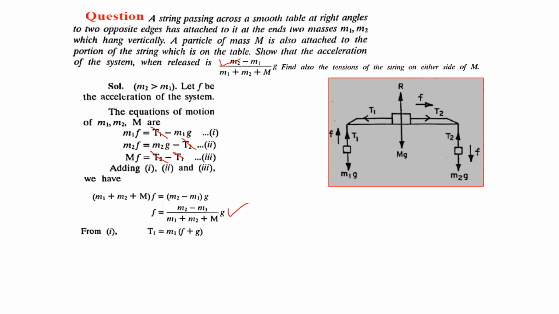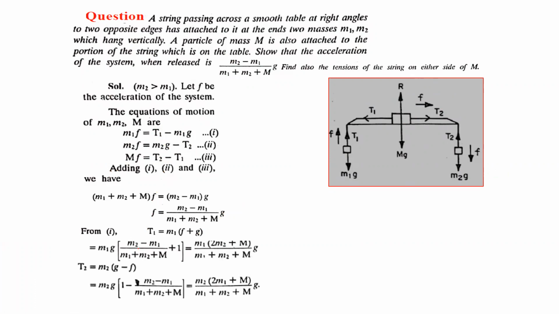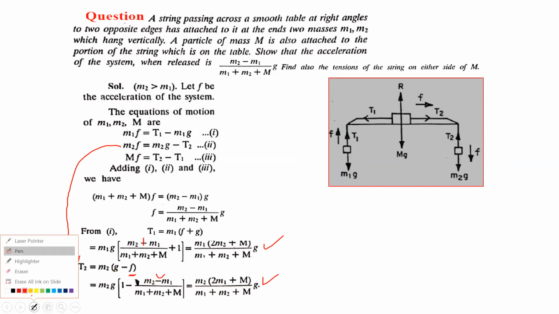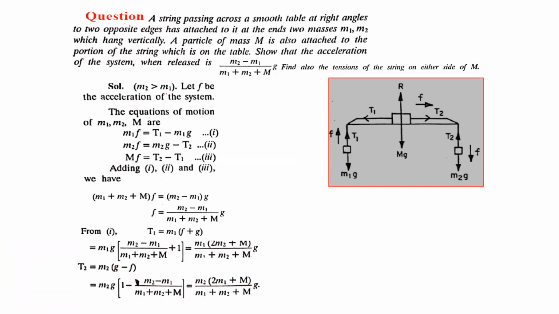Now to find the tensions, from the first equation, we have T1 is equal to m1 f plus m1 g. Substituting the value of f here, we will get the tension T1. And from the second equation, we will get the value of T2 like this, and substituting the value of acceleration f here, we will get the value of the tension T2 also. So this is all about this question, and we have got the required things.